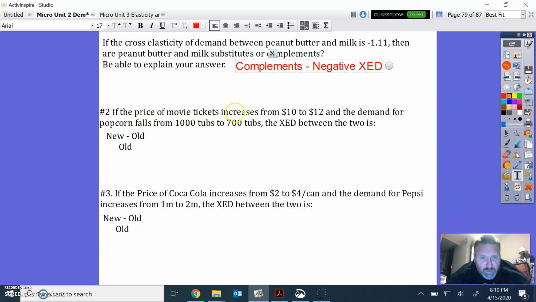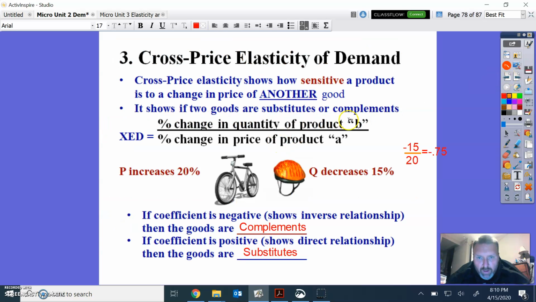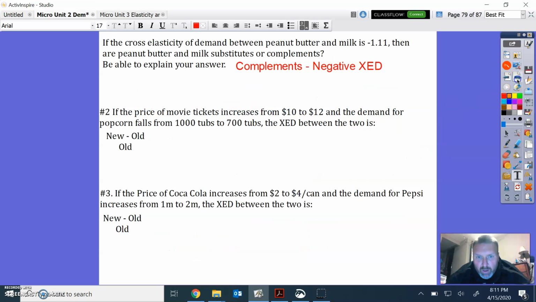Okay. So let's try and do this one over here. If the price of movie tickets increases from 10 to 12 and the demand of popcorn falls from 1,000 to 700. Okay, this should be pretty easy now, okay? Remember our way to calculate elasticity of demand, right? You're taking the quantity of product B over the price of product A.